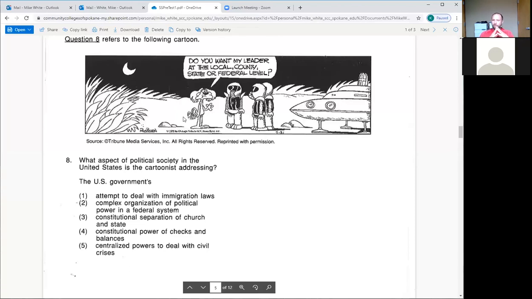Even though a federal system is designed to be very efficient and help represent people in as accurate a way as possible, it also makes for confusion because there are lots of various levels. It's not as cut and dry as something where there's just one centralized government running everything. So again, that's what number 2 is getting at. All right, I won't spend that much time on every question.